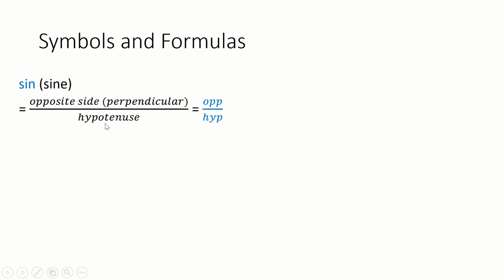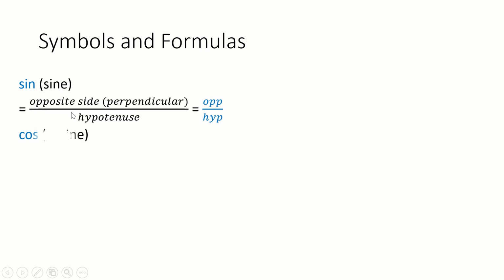So let's learn about symbols and formulas. Symbols and formulas are nothing but the trigonometric ratios. We have 6 trigonometric ratios. The first trigonometric ratio is sine. Whenever we have to denote sine, we only write the first three letters, S-I-N, sin. What is sine? Sine is nothing but opposite side over hypotenuse, which can be represented as opp upon hypotenuse.